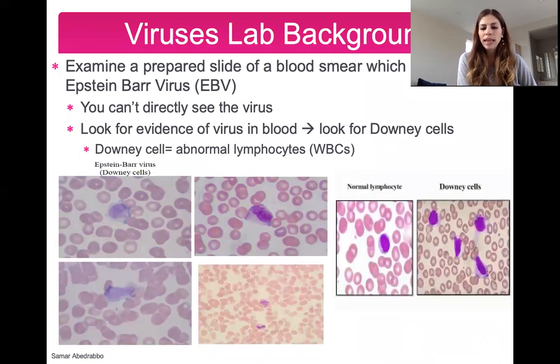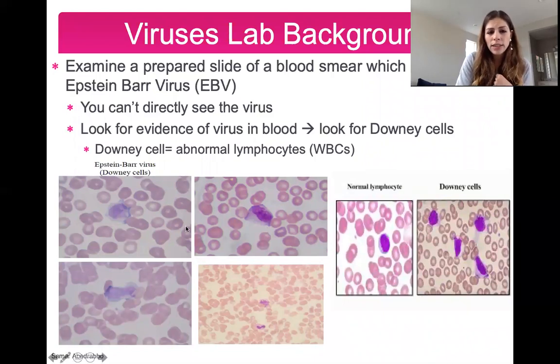The reason why you cannot see the virus under your microscope in lab is because you use a bright field light microscope, and those microscopes are not fancy enough to see viruses. Viruses are super small, so they need transmission electron microscopes or scanning. You basically need an electron microscope. So to look for evidence of the EBV virus, you look at a blood smear and you specifically look at white blood cells, or lymphocytes. They mean the same thing. You look for ones that look abnormal, because a lot of times the virus can cause the cells to burst.